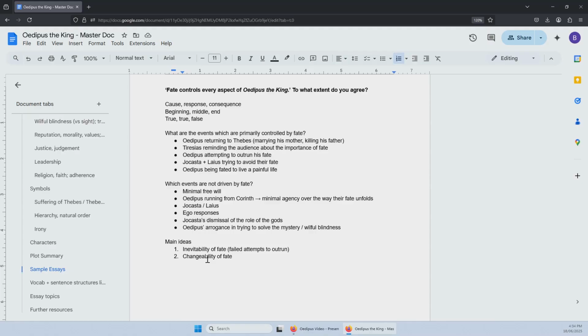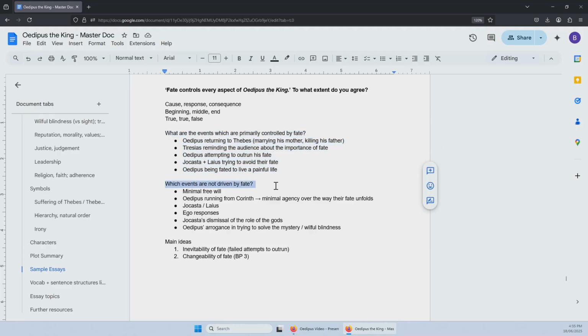So this I tend to prefer as a body paragraph 3 idea, just because a lot of the evidence for it comes at the end of the text, and it's nice in essays often to follow a reasonably chronological order with your structure. So I would really like to end with the changeability of fate, just because that's one of the lasting messages that Sophocles leaves us with, although you don't necessarily have to. So those are probably the two ways I would deal with the inevitability of fate in Oedipus the King.